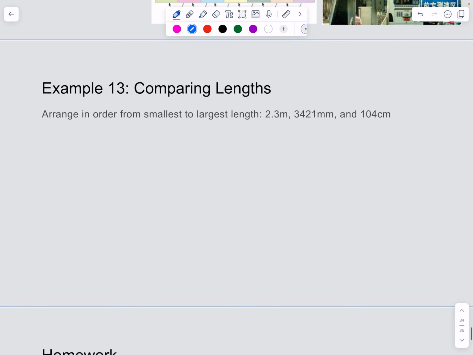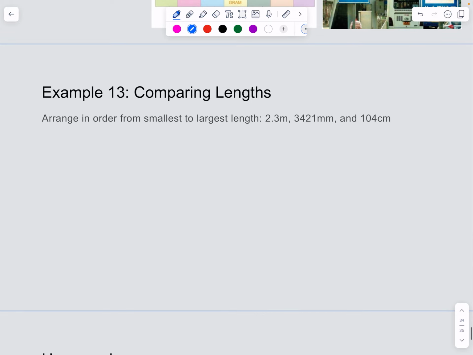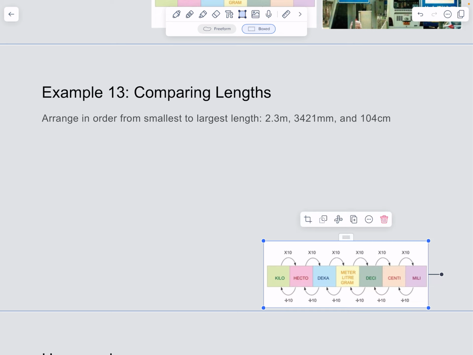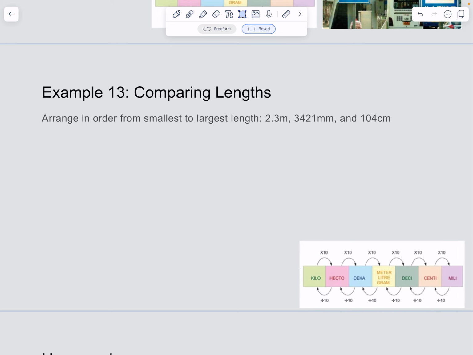Makes sense. Okay, range from smallest to largest. We have 2.3 meters, 3,421 millimeters, and then 104 centimeters. Let's put them all into one unit. Doesn't matter which one. If I just start here, we have 2.3 meters. And then we'll do this one. So it's in millimeters to meters. 1, 2, 3. 1, 2, 3.